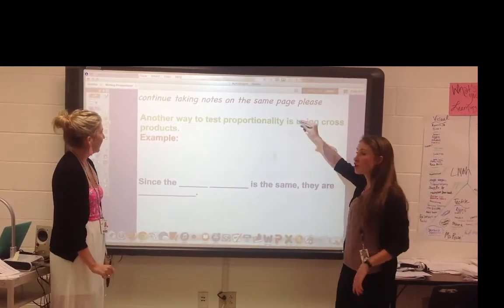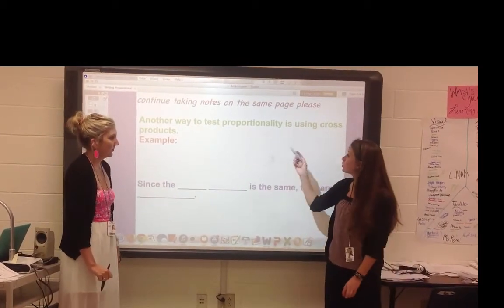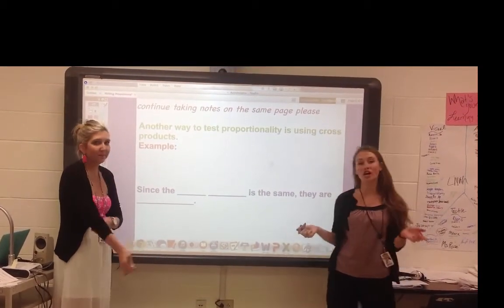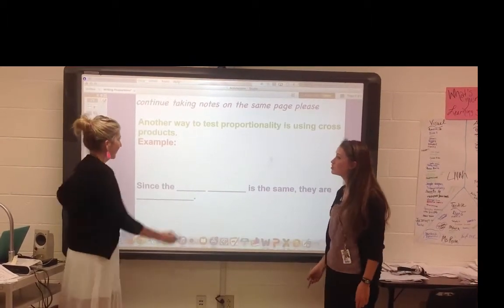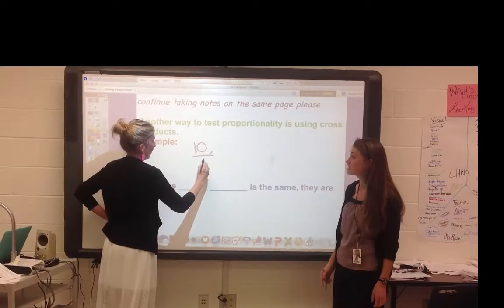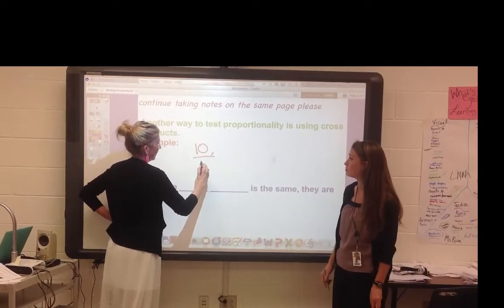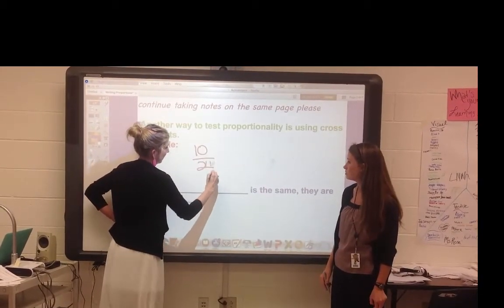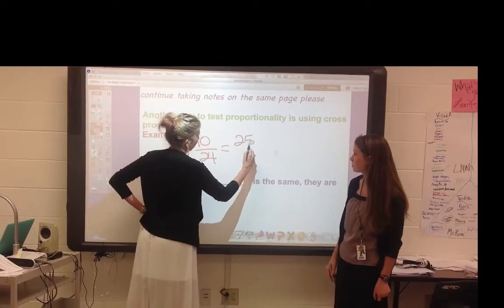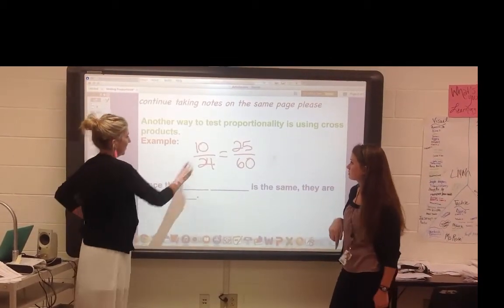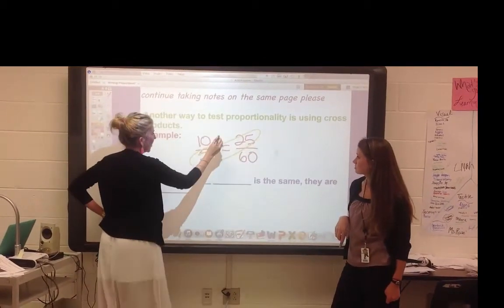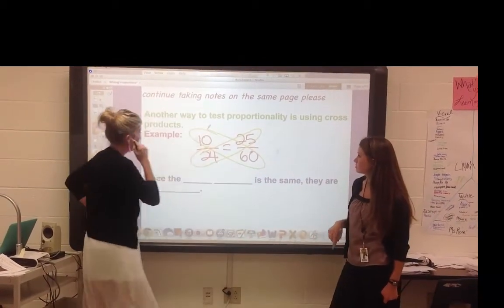Okay, still continue your notes on the same page. Another way to test proportionality is using the cross products. A lot of you like to do this and call it the butterfly. So use your cross products. We have the same example. So we are going to circle across and multiply.